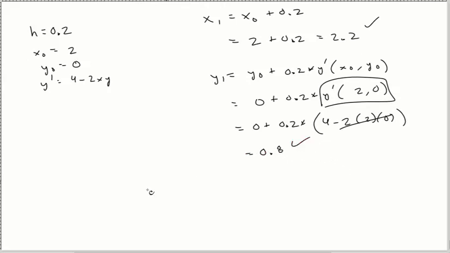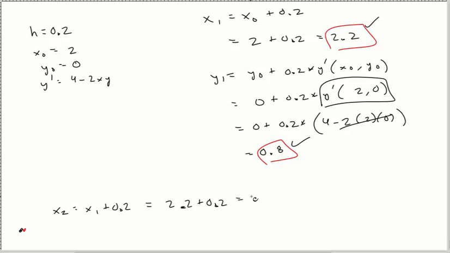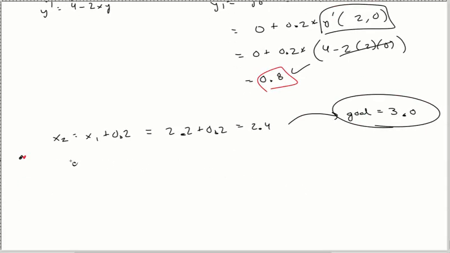And again, this is nice. What we just made is a new point, x1, y1. That's my new point. And so I can use that point to find the next point. So let's start with x's. I got x2 is now x1 plus 0.2. Well, that's 2.2 plus another 0.2 equals 2.4. Again, the goal is to reach 3. The goal is 3.0. Okay, we're not there yet.